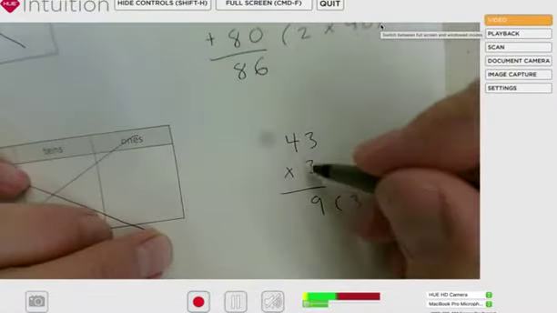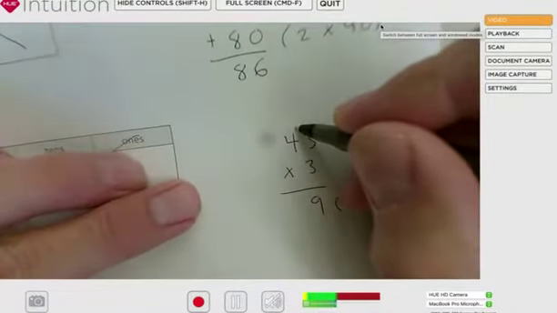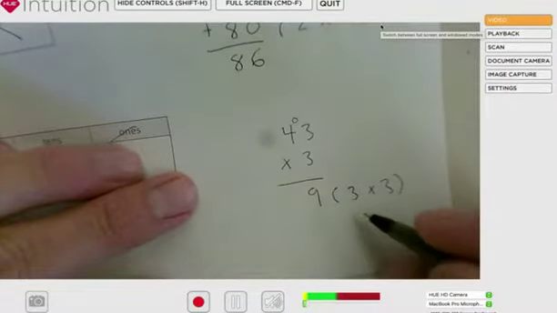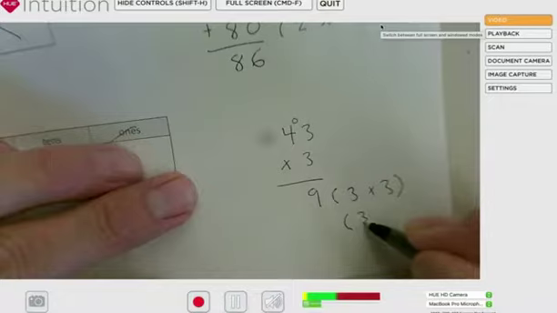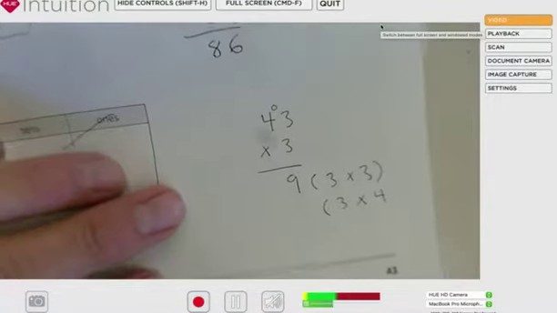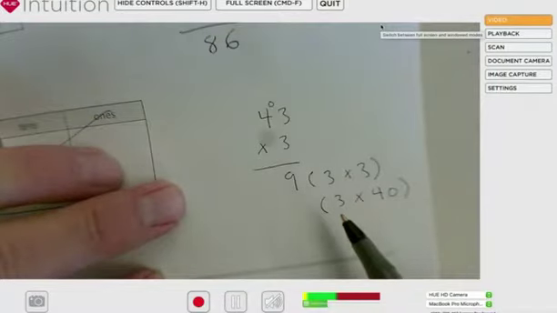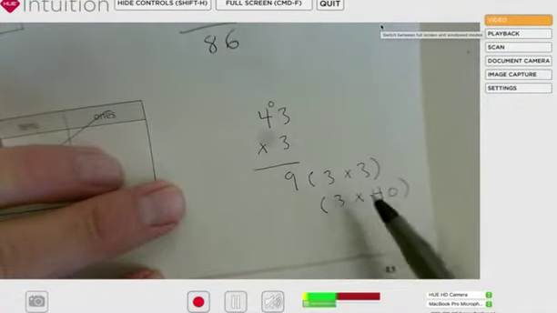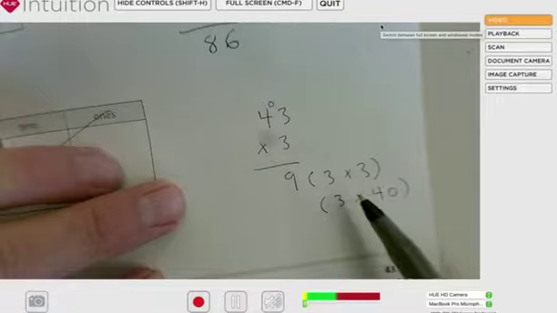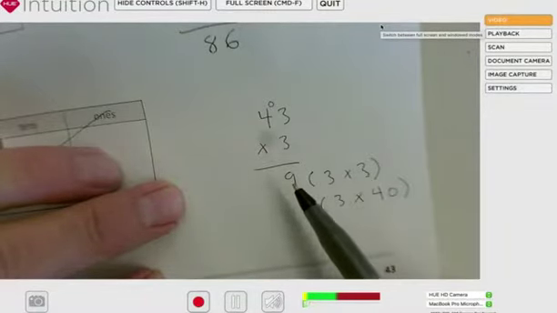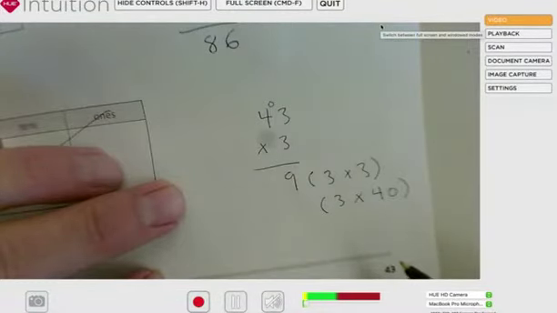Okay. Remember, the value of this 4 is a 40. It's not a 4, it's a 40. So our second partial product is 3 times not 4, but 40. Even if you don't know what 3 times 4 is, check this out, gang. If you know what 3 times 3 is, which is 9, add another 3 to this answer. And that tells you what 3 times 4 is.